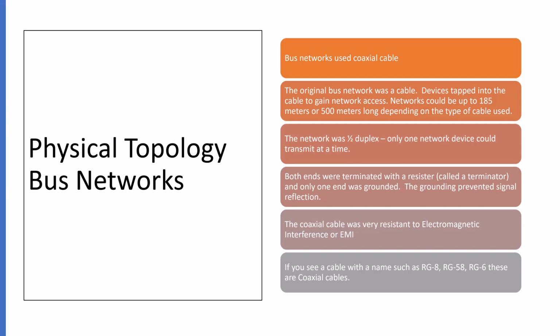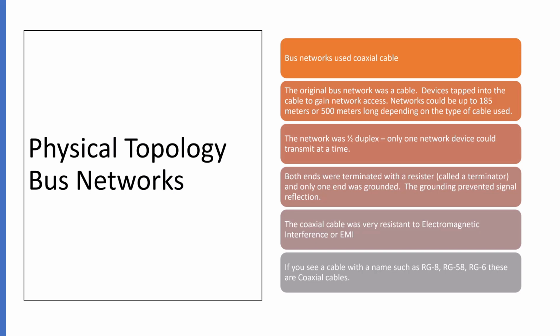Everyone else was listening. This coaxial cable was terminated on both ends by a resistor. That termination was called a terminating resistor or a terminator. One end was grounded. That grounding prevented signal reflection. So when the signal reached the end of the cable, it didn't reflect back on the cable, causing interference.